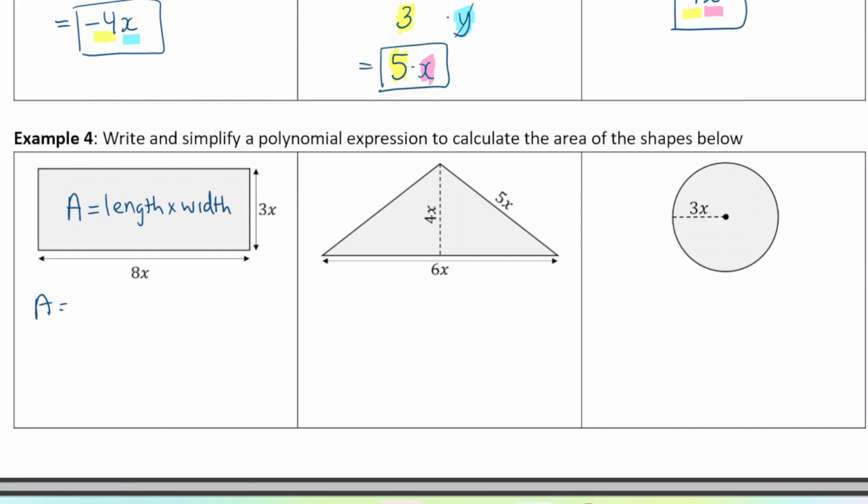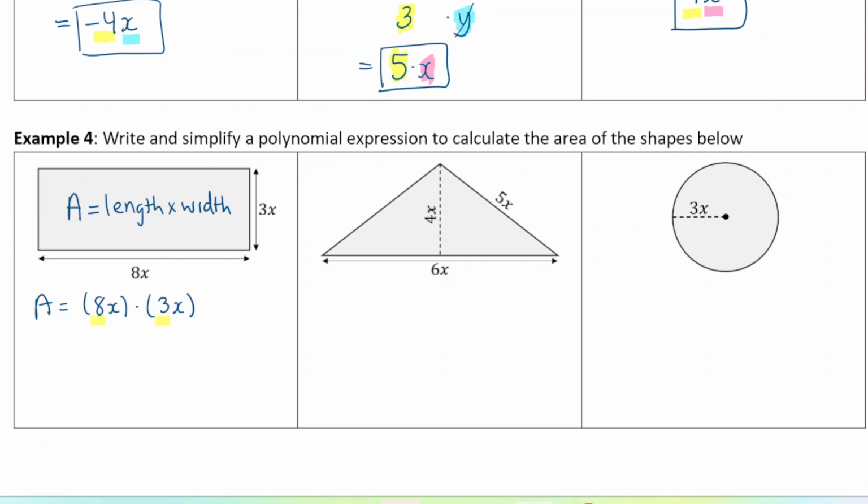So the area is going to be 8x multiplied with 3x. Remember that we multiply the numbers together and then we multiply the variables together. So this is going to be 24, and then x times x is x squared, right? The numbers and the variables.